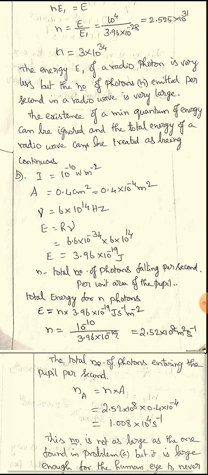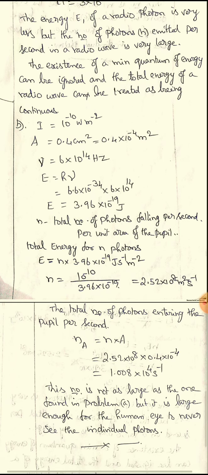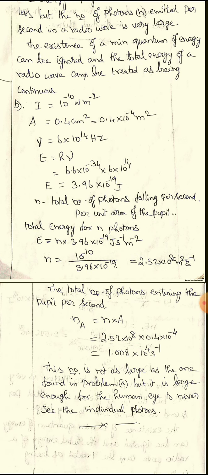Then we can go for the B part. I is equal to 10 to the power of minus 10 Weber meter inverse squared. A is equal to 0.4 centimeter squared. If we convert it into meter, it is 10 to the power of minus 4 meter squared. Nu is equal to 6 into 10 to the power of 14 hertz. So energy E is equal to h nu, which is equal to 6.6 into 10 to the power of minus 34 times 6 into 10 to the power of 14. So the energy will be 3.96 into 10 to the power of minus 19 joules.